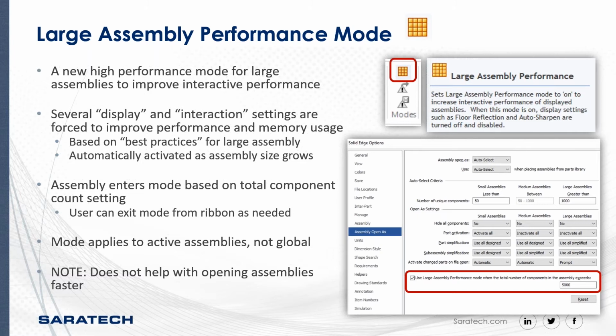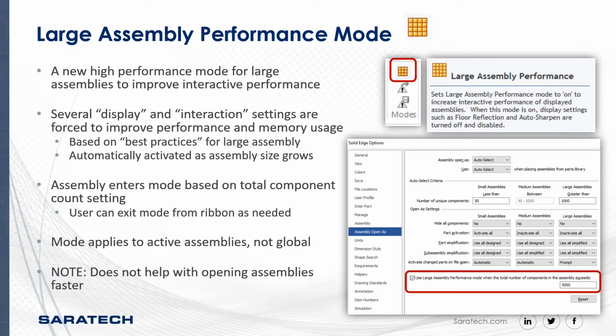It's automatically activated as assembly size grows. The assembly enters the mode based on total component count settings. So you can see down below there, it says use large assembly performance mode when the total number of components in the assembly exceeds 5,000. And you can specify whatever you want.